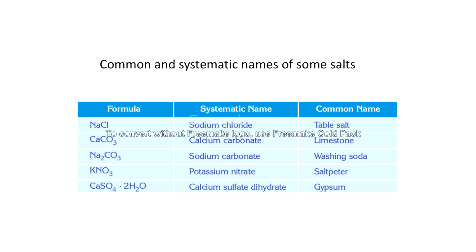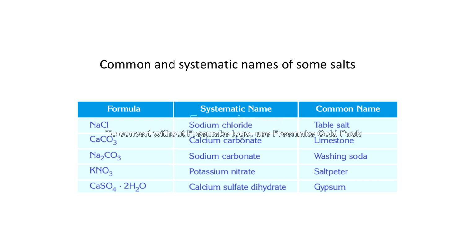Salts have a systematic name and a common name. The systematic name comes from the IUPAC system, and then we have the common names. NaCl is sodium chloride, commonly named table salt, the salt that we use to prepare our food. We have CaCO3, calcium carbonate, and the common name is limestone.